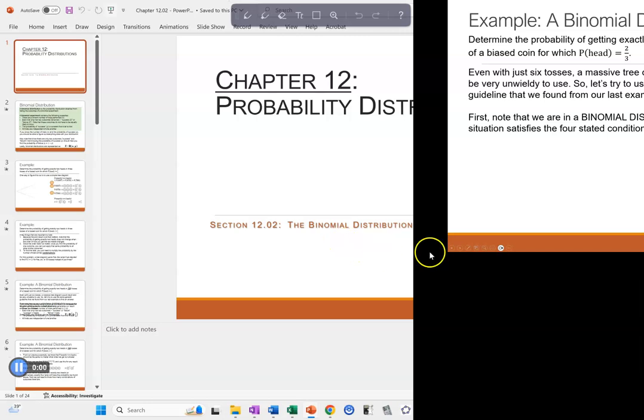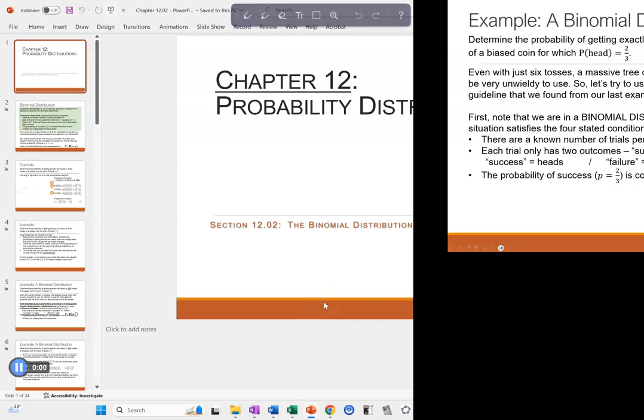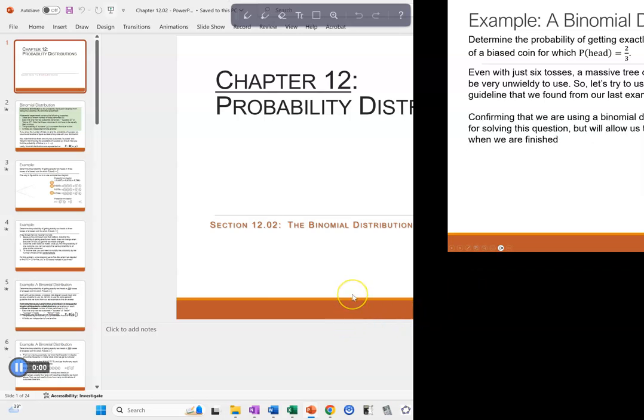First thing I'm going to observe is that we are doing a binomial distribution, right? Because we satisfy all those stated conditions. We know that there are going to be 6 trials. We know the outcome is one of 2 things, either success or failure. We know the probability of success is 2/3, and that's constant from trial to trial. And we know coin flips are independent of one another. So those are the 4 criteria that we need to have a binomial distribution.